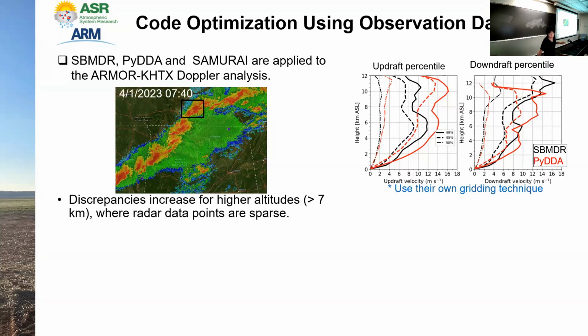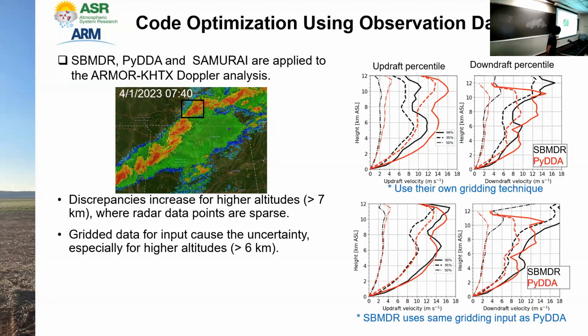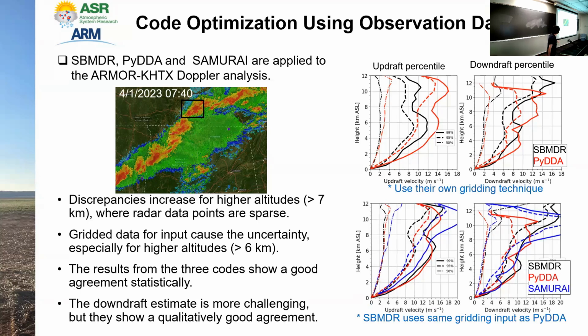When I tried to find where these differences come from, the bottom plot is the same case, same technique, but the gridding input is the same. When we use the same gridding, we have a very consistent result, meaning that gridding, smoothing, and interpolation are very important for this case. And I also compare with the SAMURAI result, and the green shows the SAMURAI result for the same case.